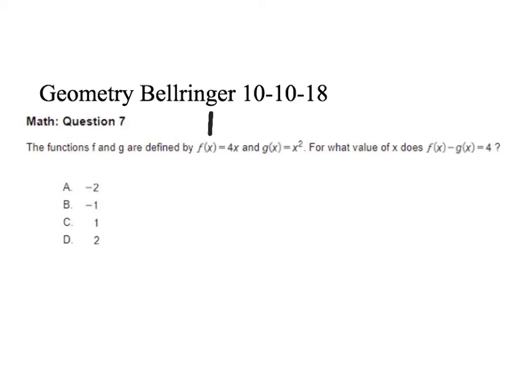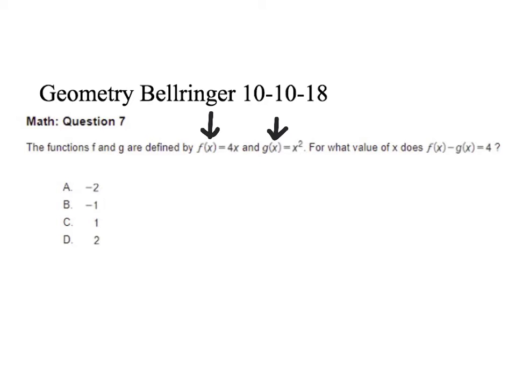Writing this as f of x or g of x means that this is a function. Writing it in that notation tells you this is a function. It passes the vertical line test. There's no repeaters in the domain. All the things that you know about functions is true.